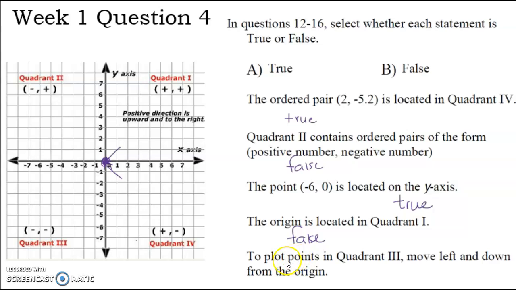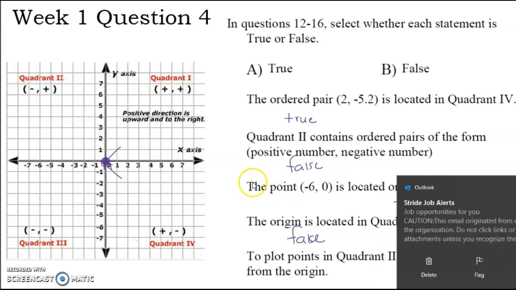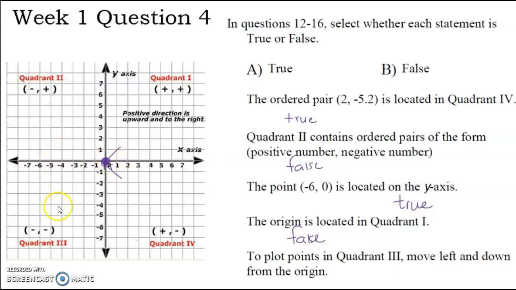Last one. To plot points in quadrant 3, which is down here, move left and down from the origin. Hey, that's actually true. I start here, and I'm going to move left and down from the origin. So that would be a true statement.